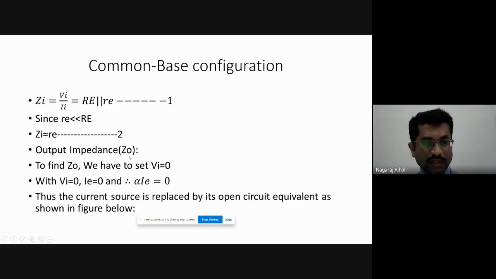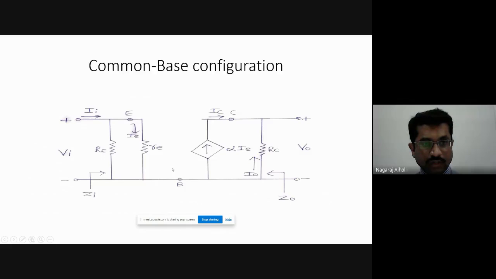Then output impedance Z naught. If we want to find output impedance, remember we have to turn off the active sources. That is, we have to set Vi equal to 0. Whenever you are finding the output impedance for all these circuits, AC analysis, AC modeling, we have to make the input voltage 0. So if we make Vi equal to 0, II will be 0, input current will be 0, and if II is 0, IE will also be 0.